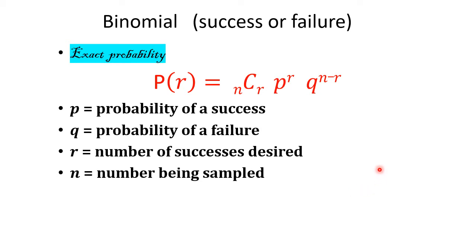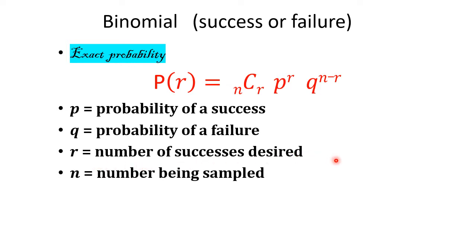The formula reads: the probability of R is equal to n combination R times p to the power of R times q to the power of n minus R, where the smaller p represents the probability of a success. Q represents the probability of a failure. To get Q, you say 1 minus P. We'll get there later. R represents the number of successes desired.